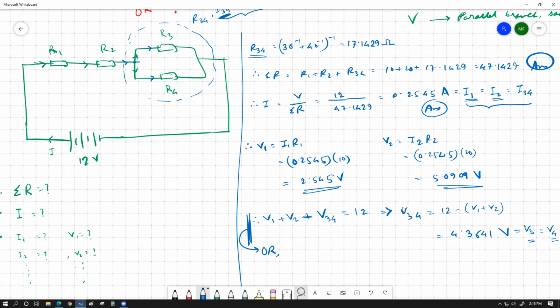I could have also written that V34 should be equal to I34 multiplied by R34. This is Ohm's law. Same thing, V equals IR, written for the combination of 3 and 4. Now, interestingly, you should find out the value of I34. It is somewhere within this calculation. Can somebody tell me what that value is? Where is I34?